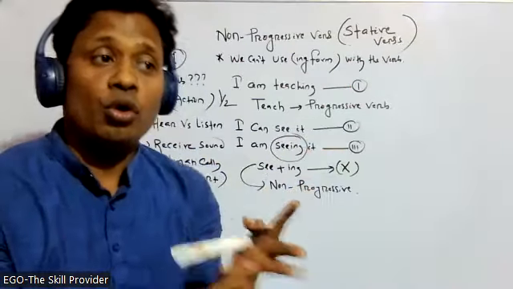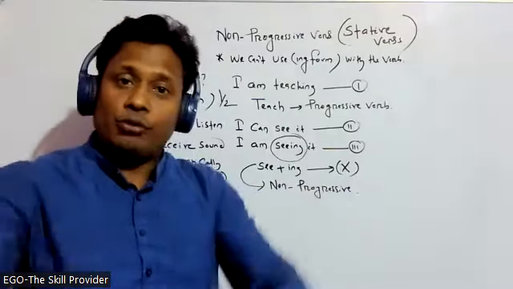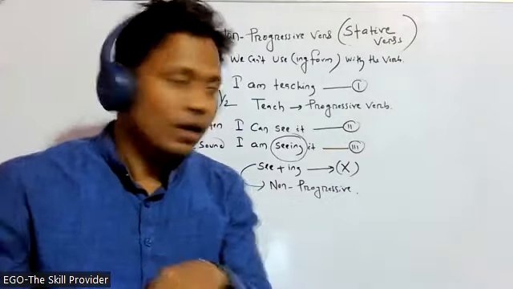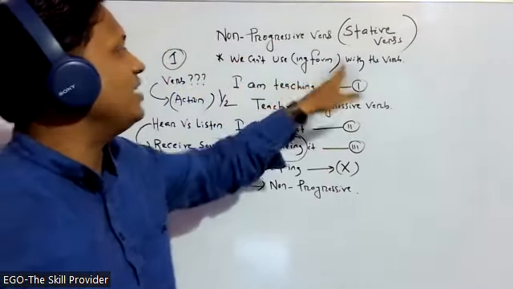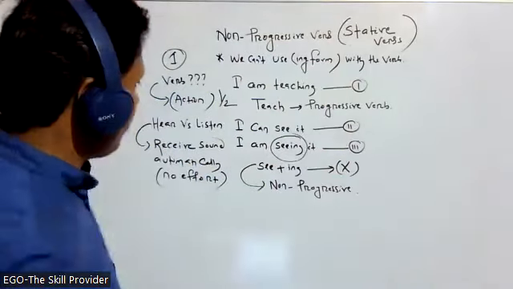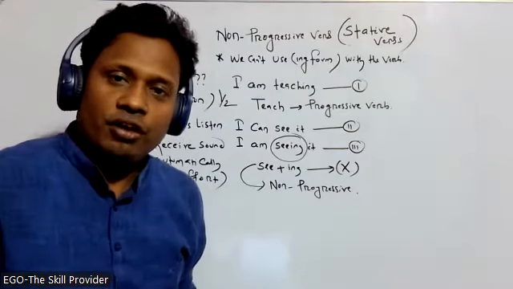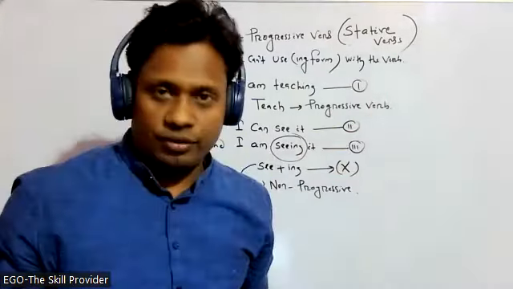First, I already informed you where exactly you can use ing form. But today, I'm going to tell you the opposite, the reverse. What are the things where you cannot use ing form? We cannot use ing form with a verb. So this is all about the definition part. Some verbs take ing form, and some verbs don't take ing form.